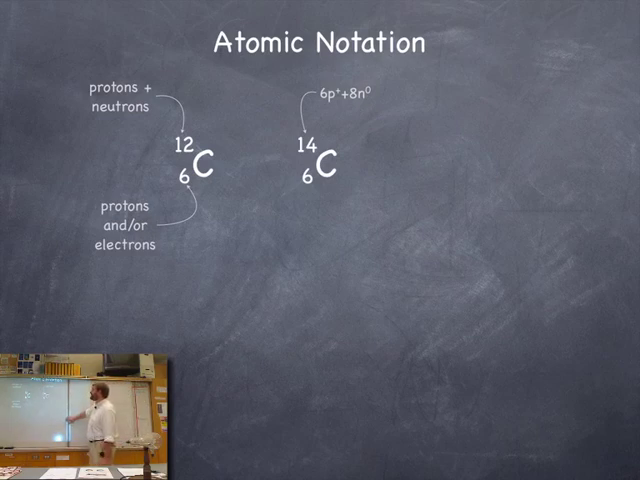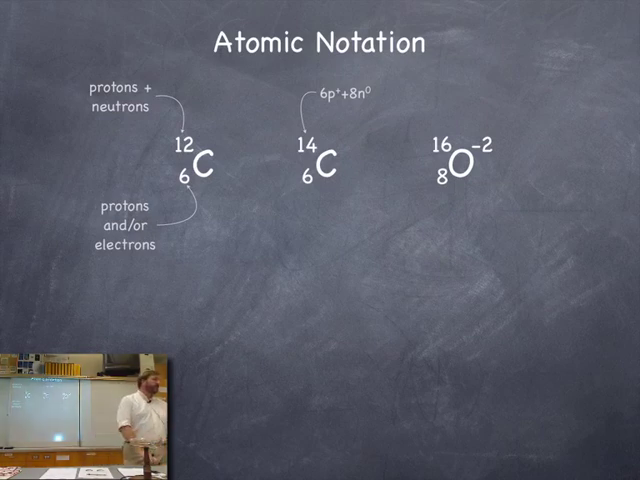If we think for a sec about an oxygen atom, oxygen has 8 protons. How many neutrons does it have? 8 neutrons, okay? 8 plus 8 gives me the 16. Now, this -2 here in the upper right tells me the charge on the atom. So this atom is not neutral. This atom has a negative charge. We call that an anion.